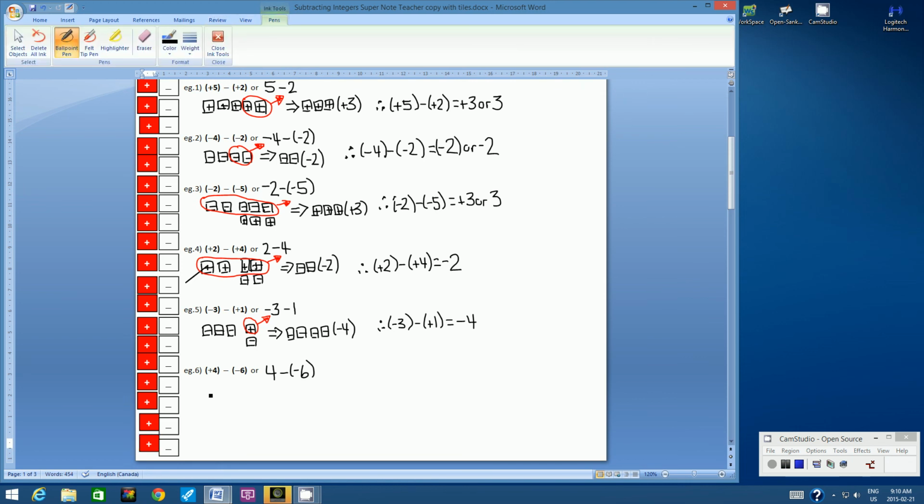Okay, so let's build the first integer, positive 4. Sorry, not build it, draw it. Positive 4. Okay, I have to take away or remove the second integer, 6 negative tiles. There are no negative tiles, so I got to draw all 6. And I can't just draw 6 negative tiles. I've got to match them with 0 models, 6 positive tiles.